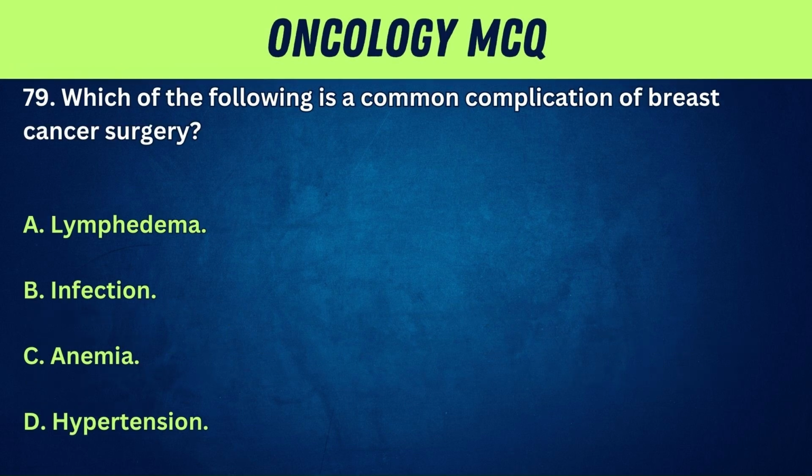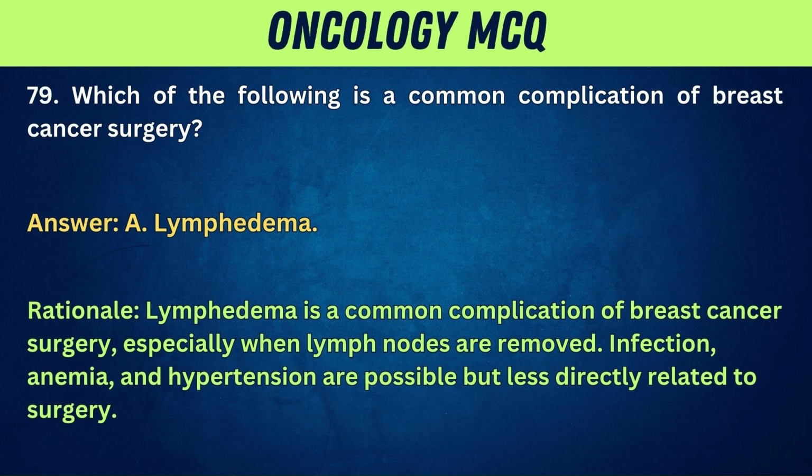79. Which of the following is a common complication of breast cancer surgery? A. Lymphedema. B. Infection. C. Anemia. D. Hypertension. Answer: A. Lymphedema. Rationale: lymphedema is a common complication of breast cancer surgery, especially when lymph nodes are removed. Infection, anemia, and hypertension are possible, but less directly related to surgery.